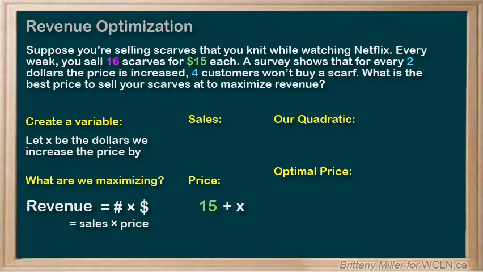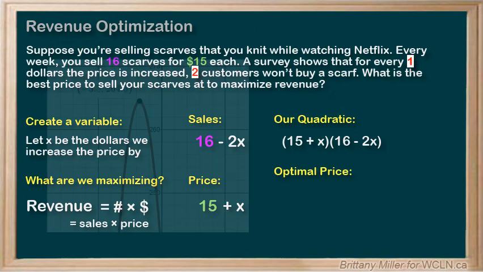Step 3 is how many we can sell. Well, if you lose 4 customers for every $2, then you lose 2 customers per dollar, yeah? So the amount you sell will be 16 minus 2X. Step 4, let's put it together. Revenue equals price times sales. So we have (15 plus X) times (16 minus 2X).